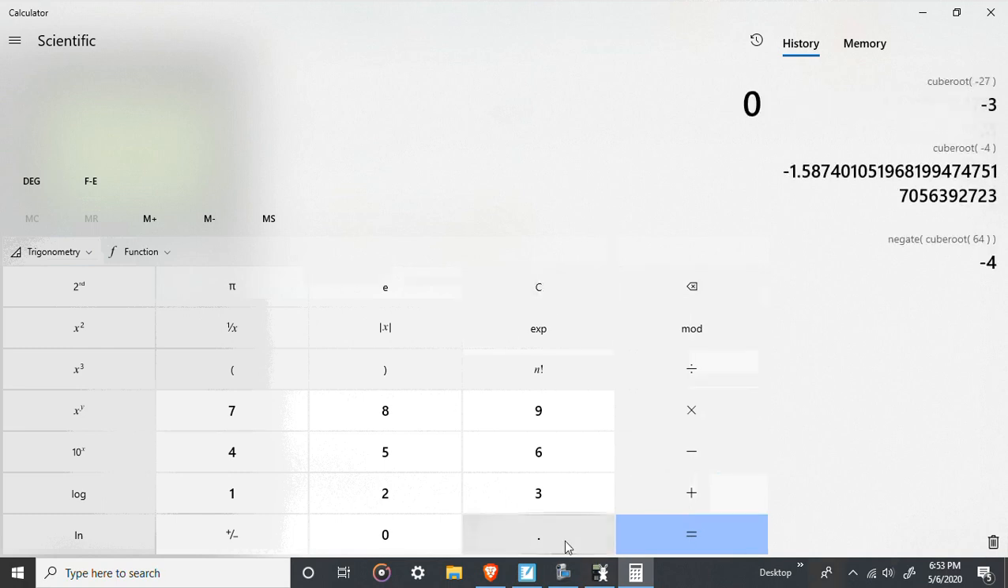So again, let's say I want to take the cube root of -125. I got to put in 125 first. Then I have to make it negative. Then I have to take the cube root, okay? So give that a try.